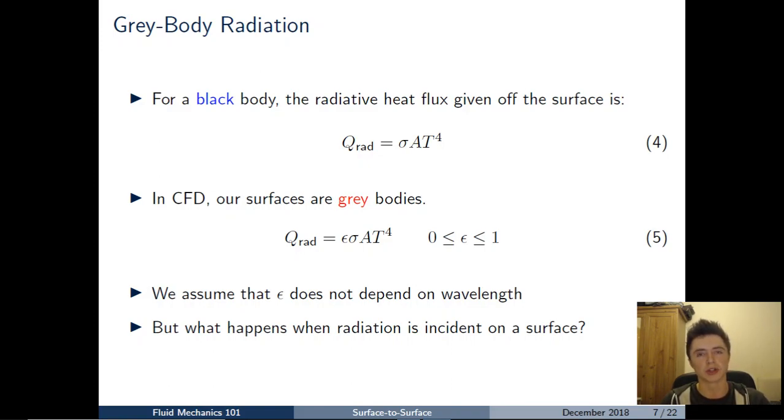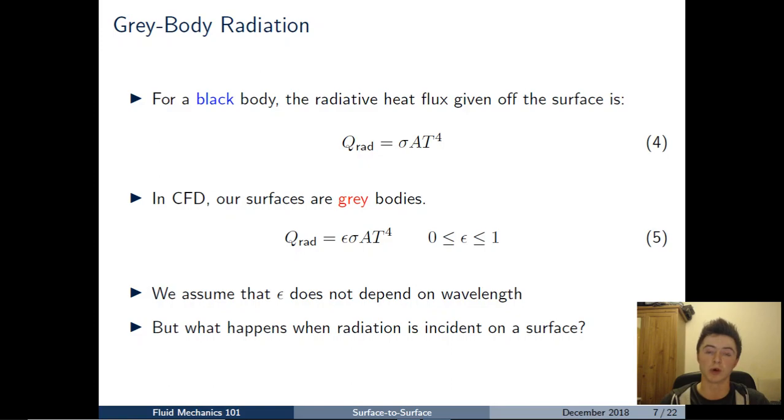And just a reminder for you, of course, a black body is a perfect emitter of radiation. And for our CFD models, our surfaces are often not black bodies. They're made up of materials such as perhaps steels, aluminium, or other regular materials that we see, maybe paint. And for these surfaces, the bodies are called grey bodies. They're not perfect emitters of radiation. And how we account for grey body radiation is we multiply that black body radiation by an emissivity given by epsilon. And as you can see in equation 5, epsilon is somewhere between 0 and 1.